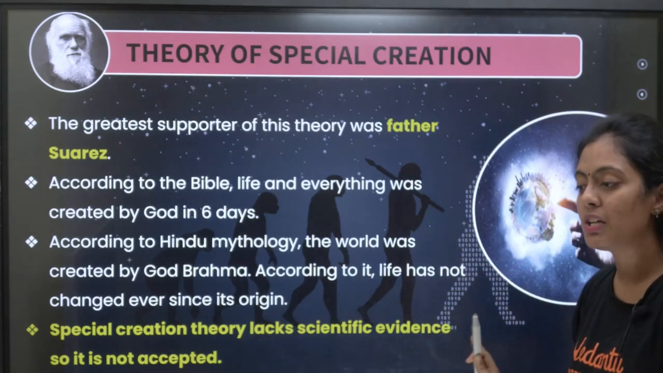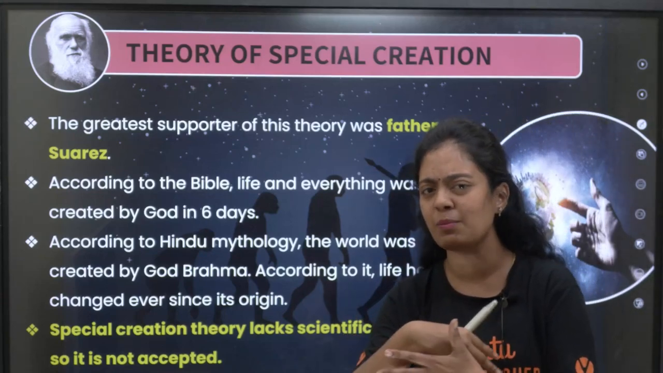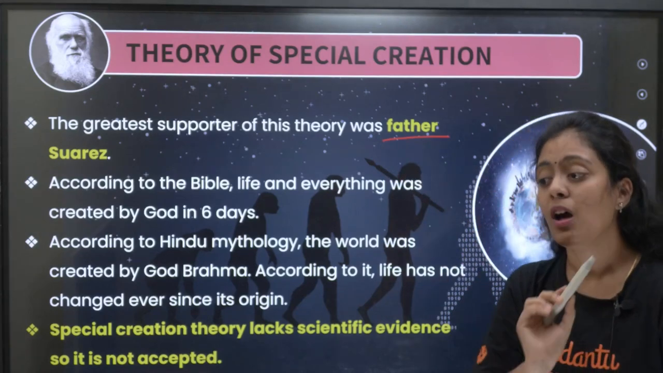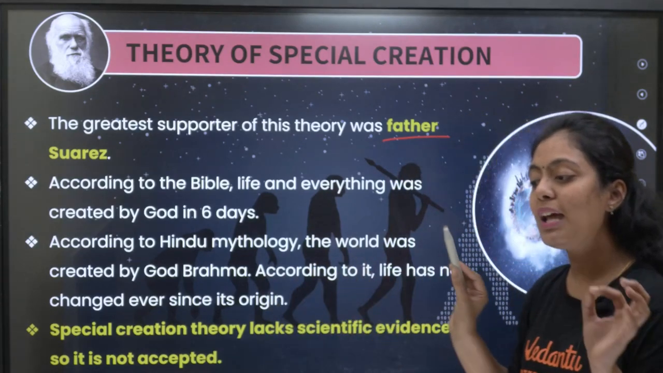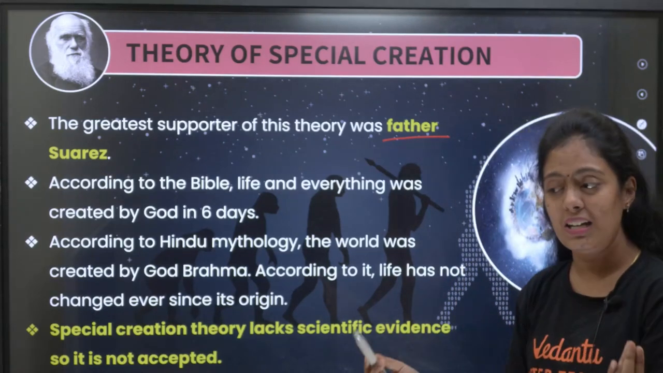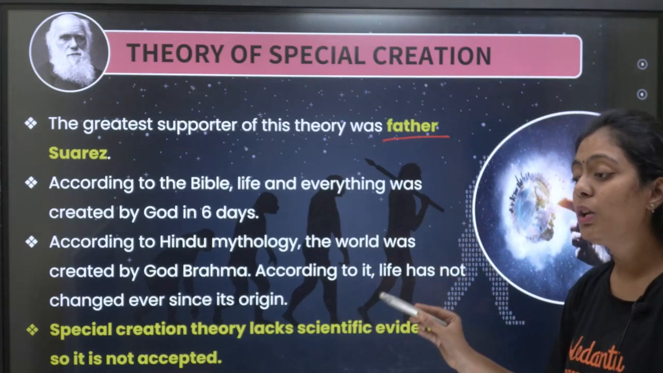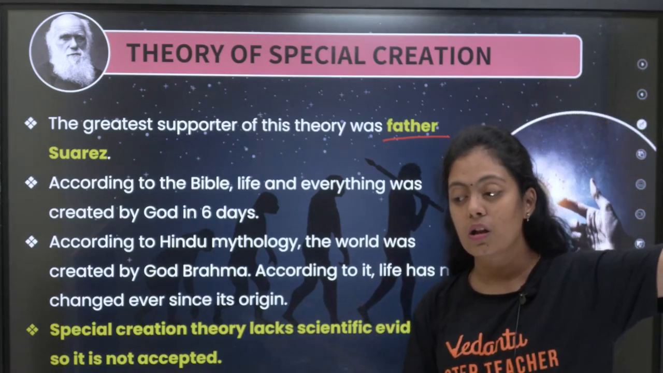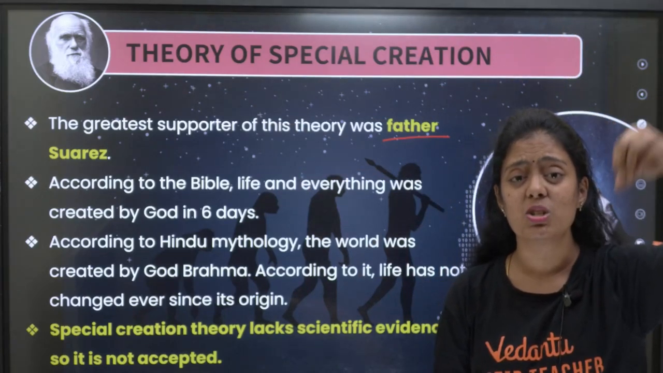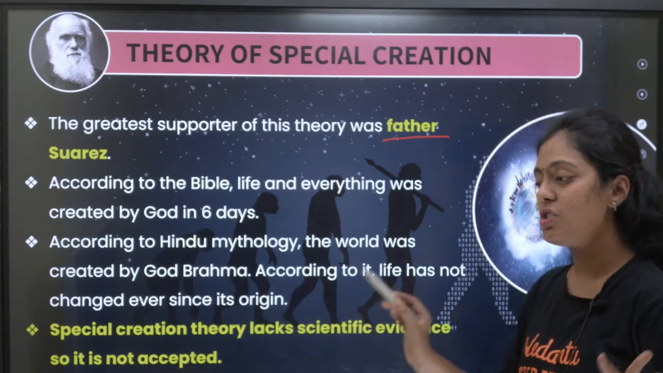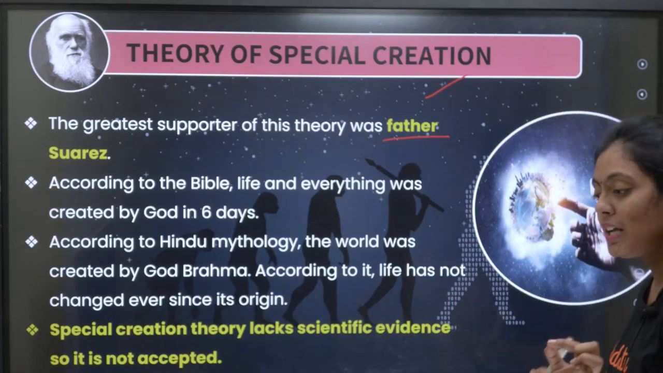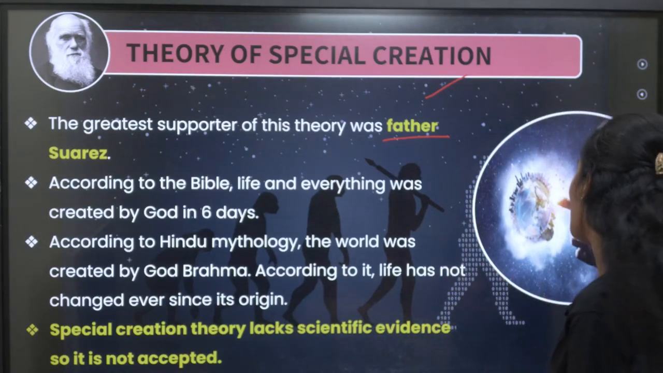Now the theory of special creation. This one believes in God. It can be God in any form. The greatest supporter of this theory was Father Suresh. According to the Bible, life and everything was created by God in 6 days. According to Hindu mythology, the world was created by God Brahma. According to it, life has not changed ever since its origin. So from the start, humans, plants, trees and birds all came at once, that is their belief, but this is absolutely false. Special creation lacks scientific evidence and it's not accepted.